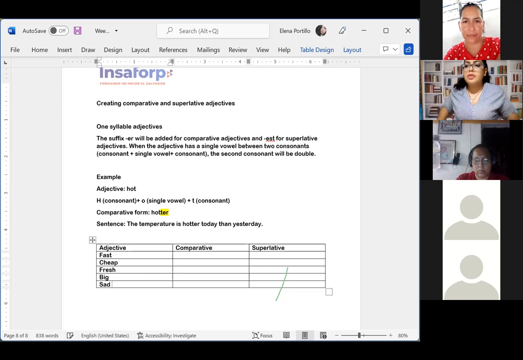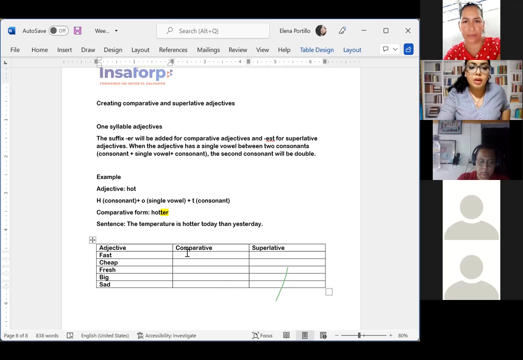So in this case, remember that we are talking about the one syllable words. Estamos hablando de palabras de una sola sílaba. Esa es la primera parte. No vamos a agregar otras palabras porque solo estamos hablando de los adjetivos de una sola sílaba.